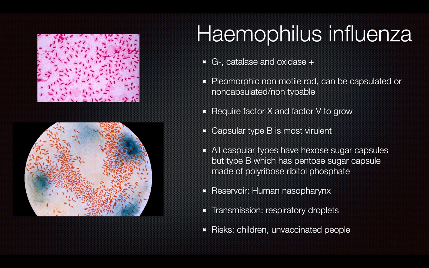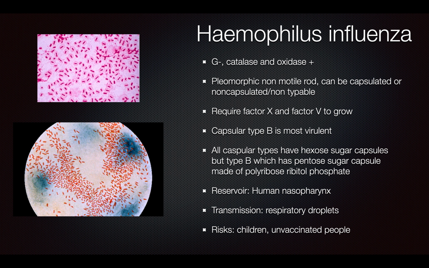So, H. influenzae is a gram-negative, catalase and oxidase-positive organism. It's technically a bacteria. It's only called Haemophilus influenzae because it was first collected from patients who were infected with the influenza virus. Being a bacteria, it's a non-motile rod, and it is either capsulated, non-capsulated, or non-typable. So, it's a pretty picky bug.